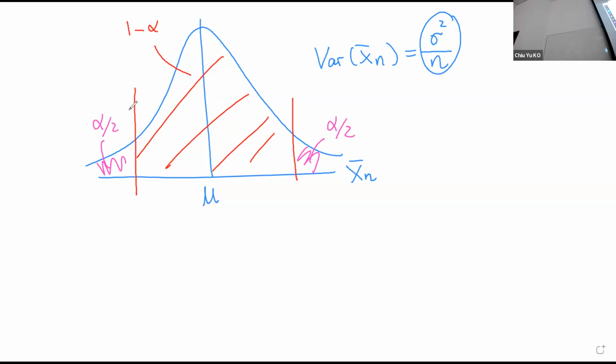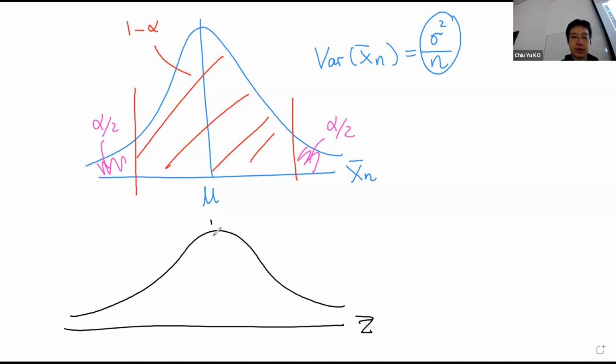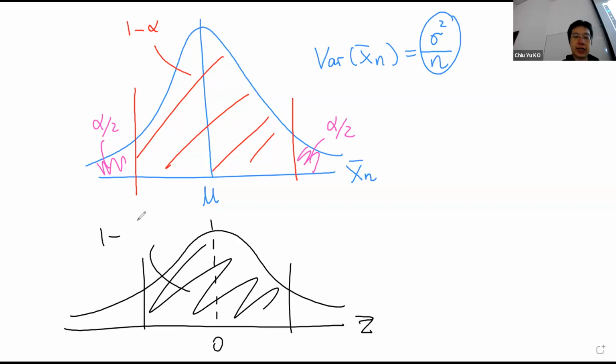If you want to know this area, this location, the way to do it is to transform this to the case where I have Z here, and I have 0 in the middle. If I want this to be 1 minus alpha, and I want this tail to be alpha over 2.